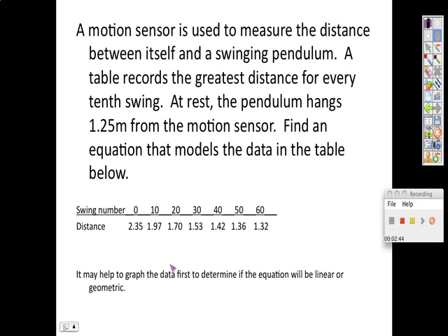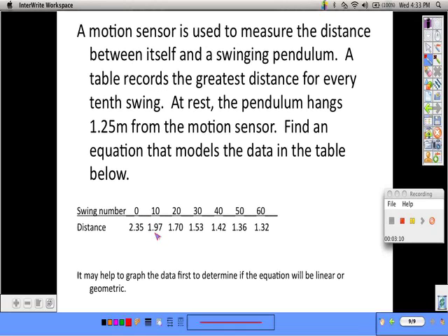So now we have a pendulum that's being measured for how far away it is from something. At rest, the pendulum is 1.25 meters from the motion sensor. As it swings away, every 10 swings, the distance gets measured. The initial release point is 2.35 meters. And then after 10 swings, the furthest it goes away from the sensor is 1.97, and so on. We want to find an equation that models this data.